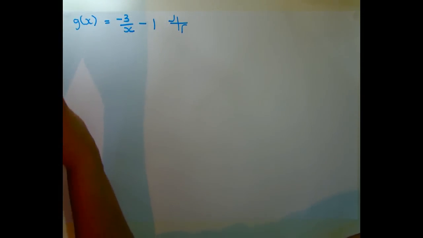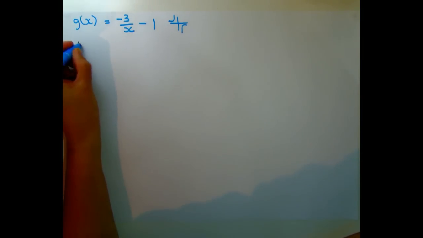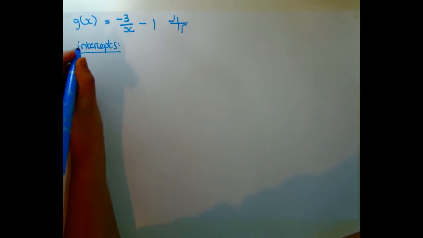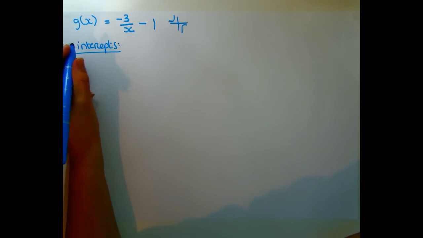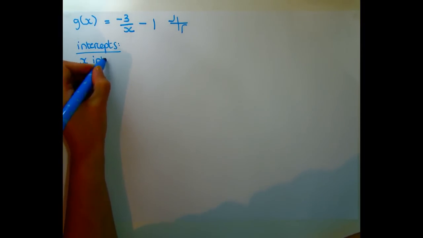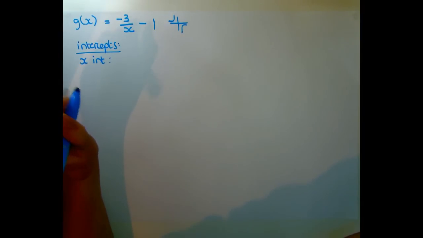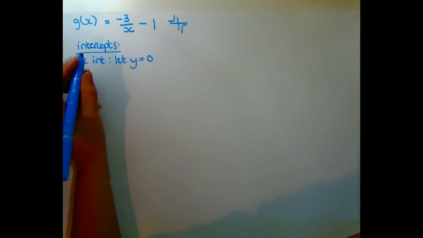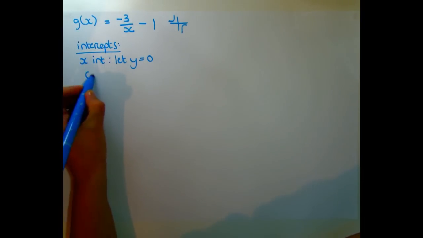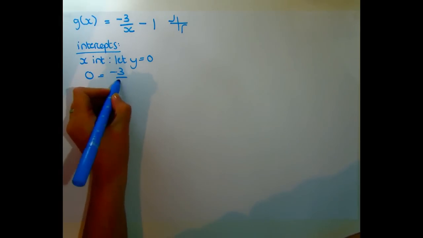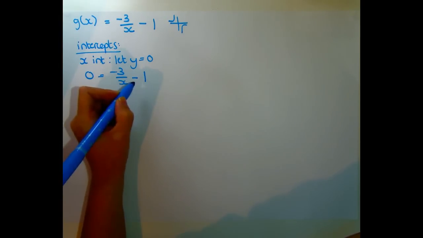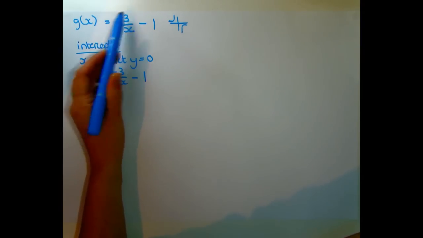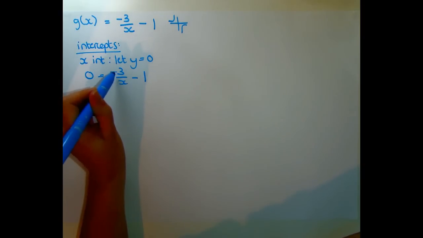Right, so I'm going to try to find intercepts where possible. So let's go for the x-intercept. This is where y equals 0. So I'm going to have 0 equals that. So 0 equals -3 over x minus 1. Right, the negative may be there in the middle or the bottom. You're going to make sure you always move it to the top.